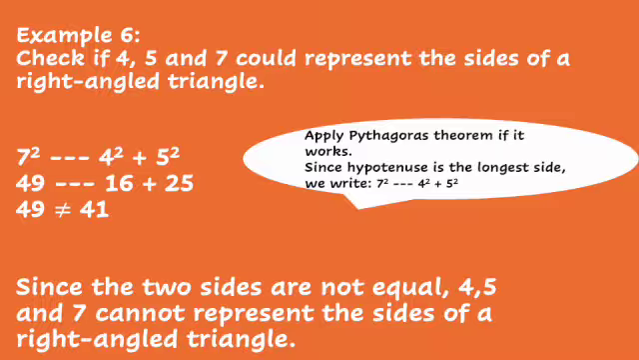So we put 7 square on one side and 4 square plus 5 square on the other side. We need to check when we solve whether the two sides are equal or not. So when we solve and simplify, we get 49 on one side and 41 on the other side. So they are not equal. So since the two sides are not equal, that means 4, 5 and 7 cannot represent the sides of a right angle triangle.